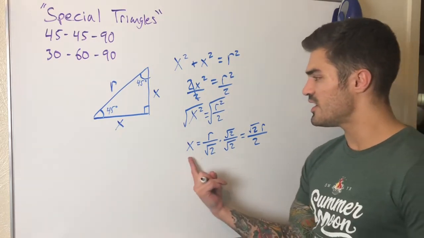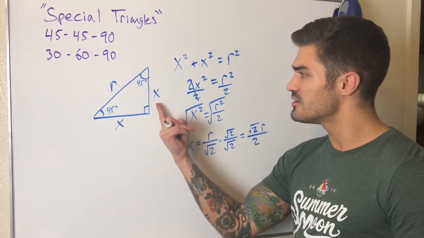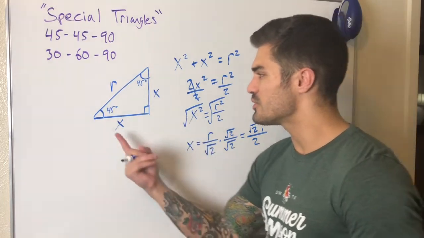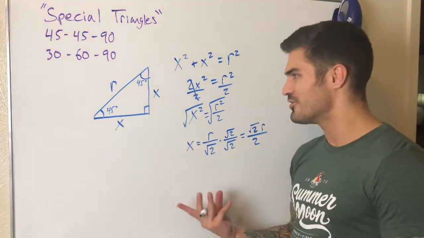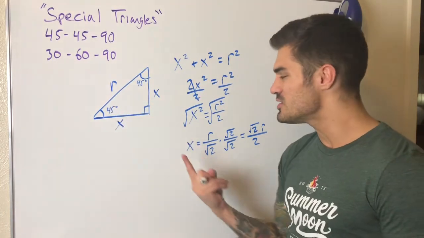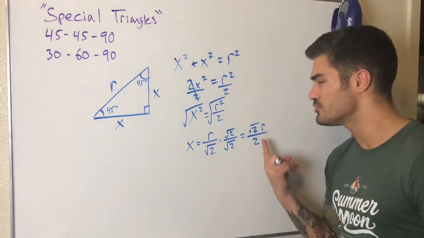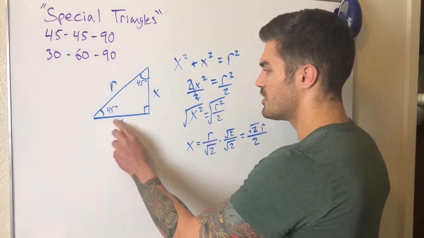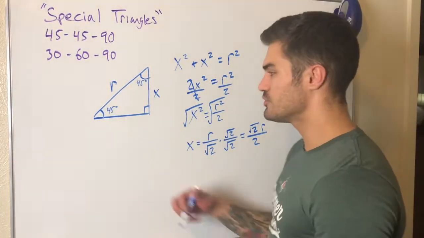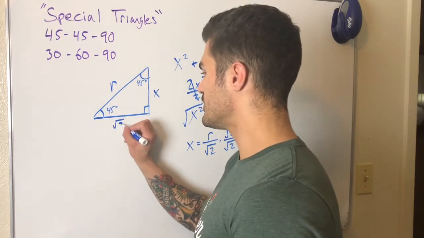So what can I say? For a 45, 45, 90-degree triangle, whatever the hypotenuse is, we can multiply the hypotenuse by root 2 over 2 and get both the other side lengths. That's what we've just shown. So I can replace this x with root 2 over 2 r, as well as the other x.